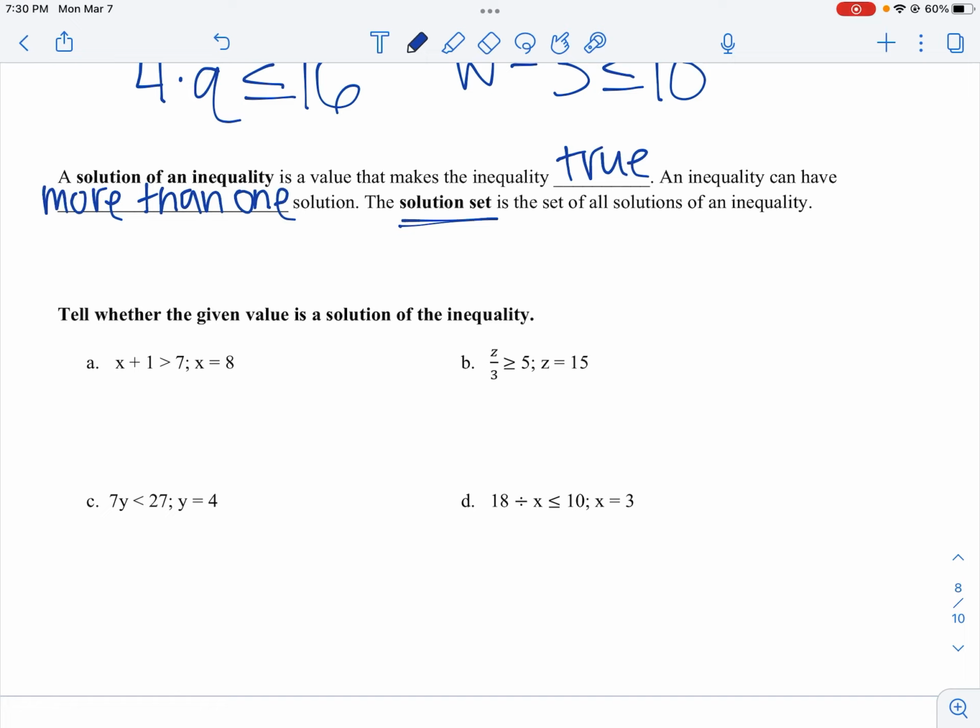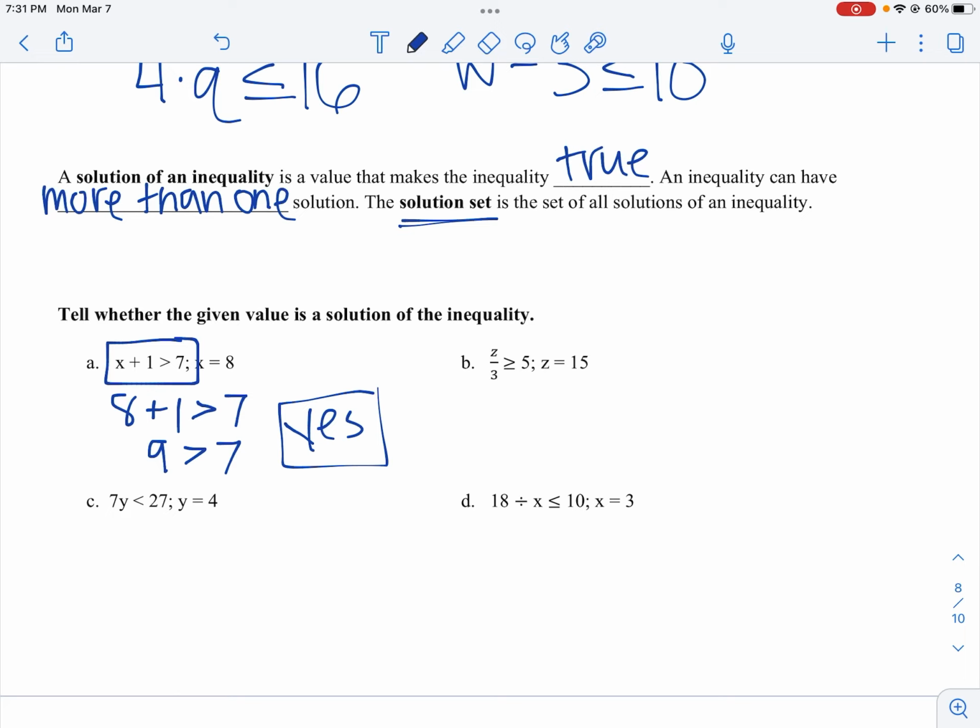We have x plus 1 is greater than 7, and x equals 8. So we're going to plug 8 in for x. We have 8 plus 1 is greater than 7. Then we have to think, is this true? What is 8 plus 1? 8 plus 1 is 9. So we have 9 is greater than 7, which is true. So this one is a yes.